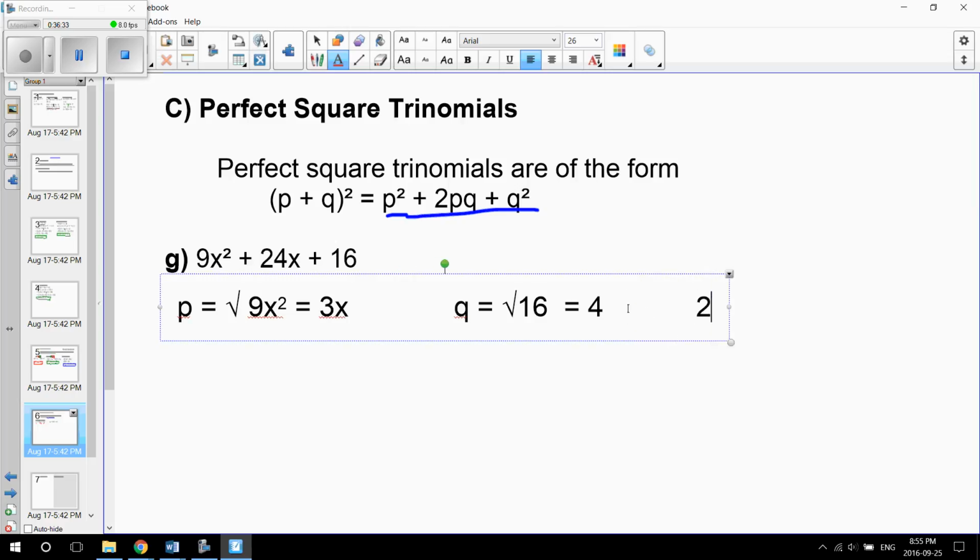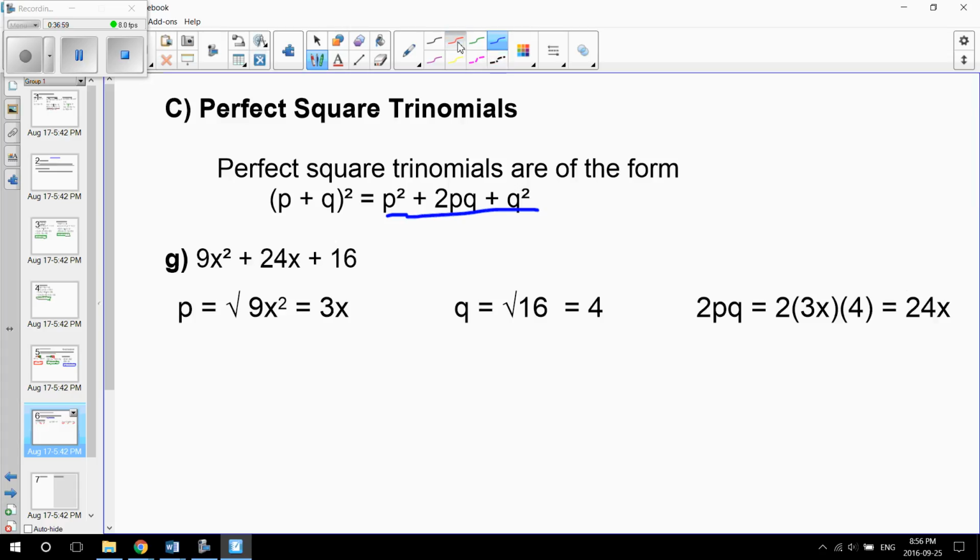So we need to find 2pq. So we need 2 times our p-value, which is 3x, times our q-value, which is 4. So 2 times 3x gives us 6x, and 6x multiplied by 4 gives us 24x. So 24x is in fact what our middle number is here. So we know that this is a perfect square case because it meets all our conditions.